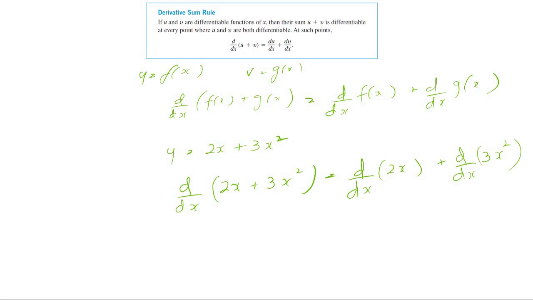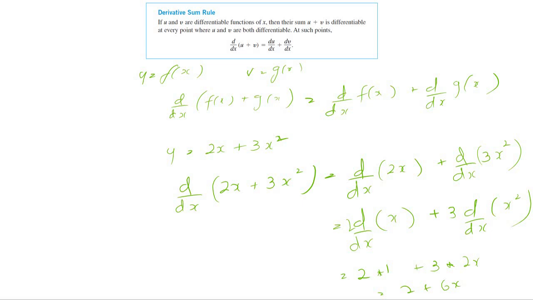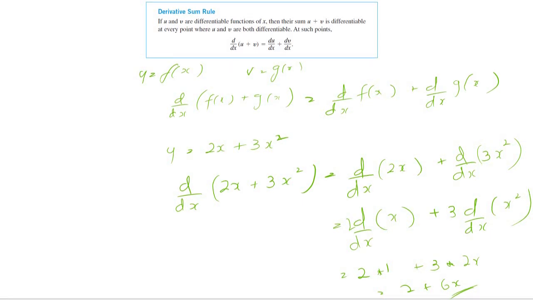And this 3 can be taken out from the previous rule, so we can say d over dx, and the 2 can be taken out as well, of x, because they are constants, plus 3 d over dx of x squared. So you can see 2 times the derivative of x, which is 1, so 2 times 1, plus 3 times 2x. So it is 2 plus 6x. Okay, let's do one more question.